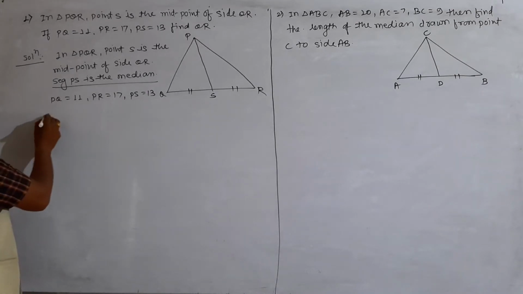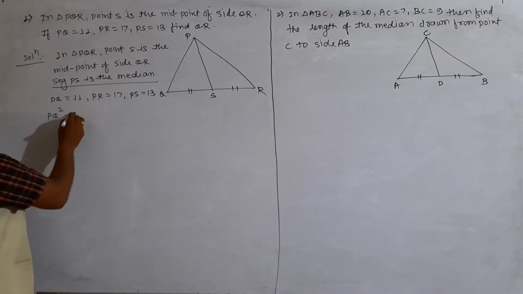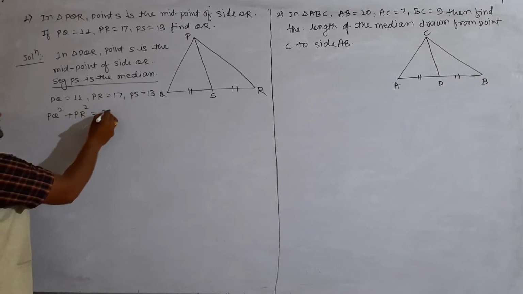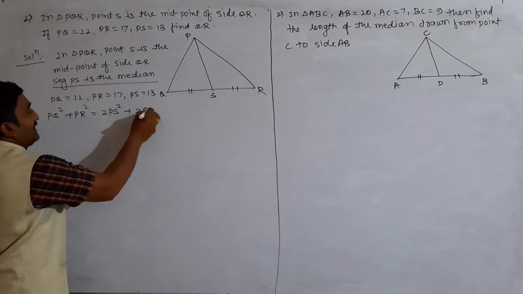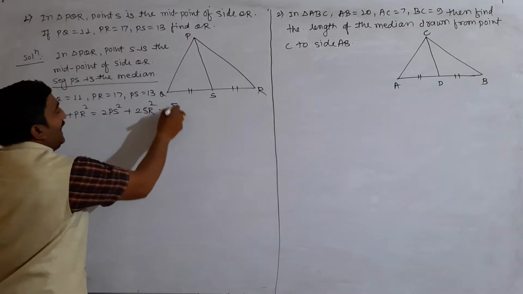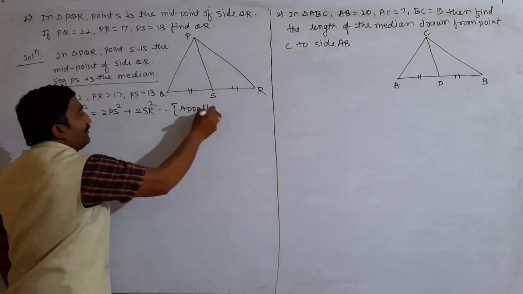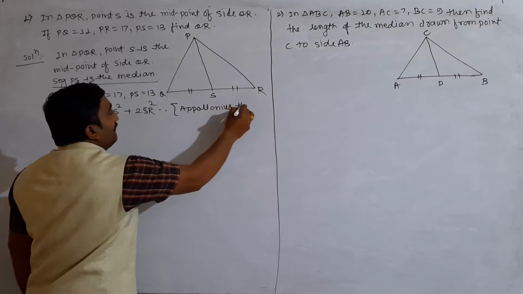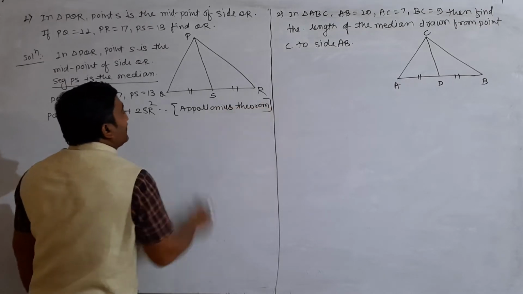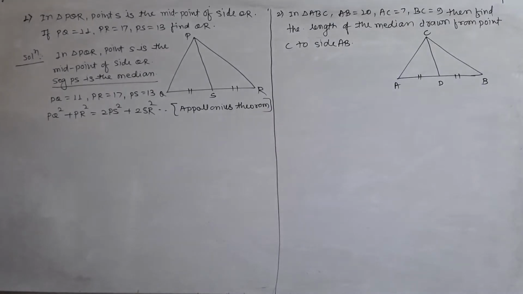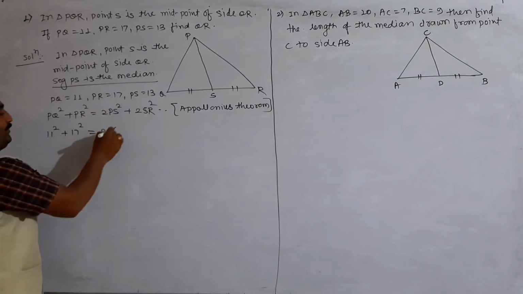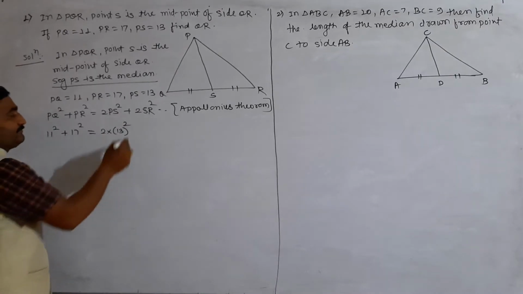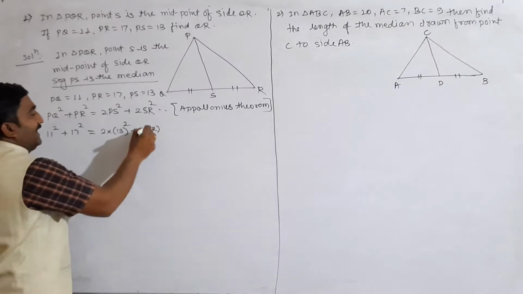So by Apollonius theorem, we can write PQ square plus PR square is equal to 2PS square plus 2SR square. Then substitute the values. PQ square means 11 square, then PR square means 17 square, 2 into PS square means 13 square, plus 2SR square as it is.